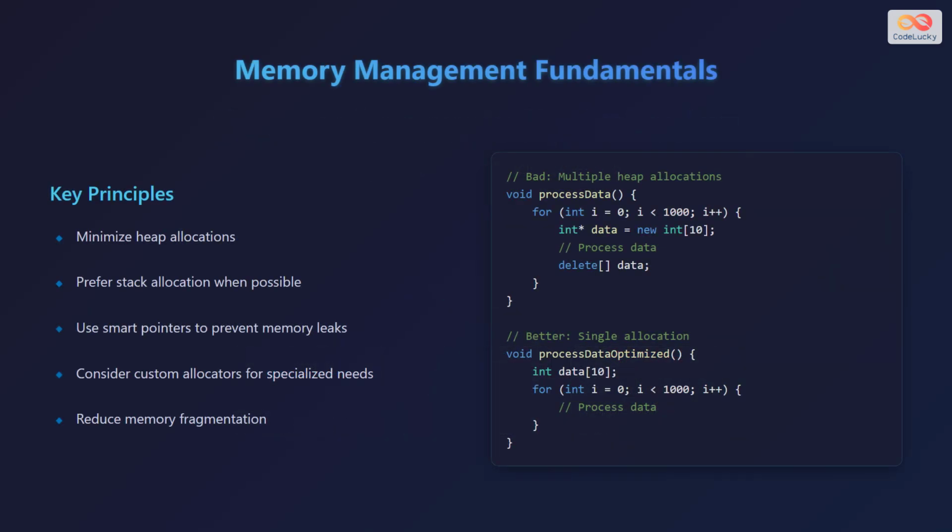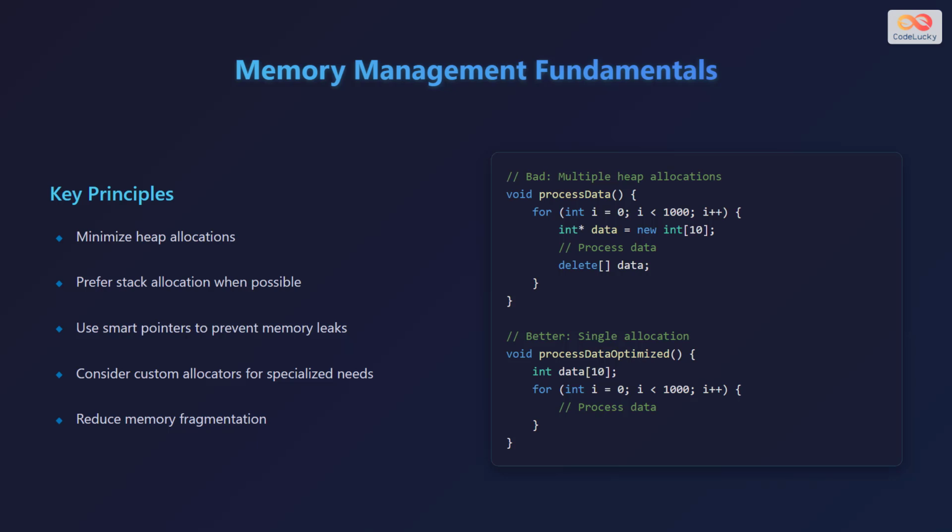Let's begin with memory management fundamentals. The first key principle is to minimize heap allocations. Heap allocations are generally slower than stack allocations, so it's best to avoid them when possible. Next, prefer stack allocation when possible. Data stored on the stack is managed automatically and is much faster to access.